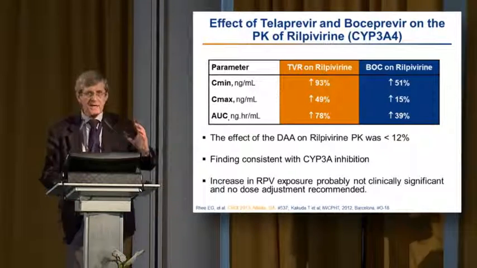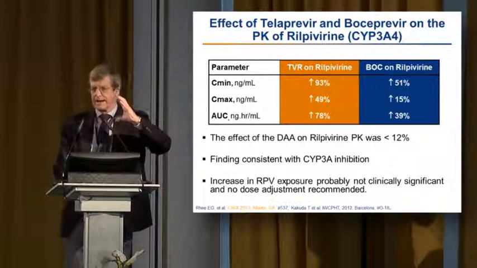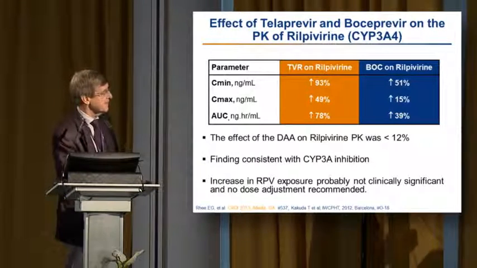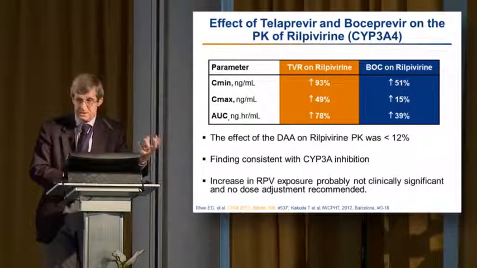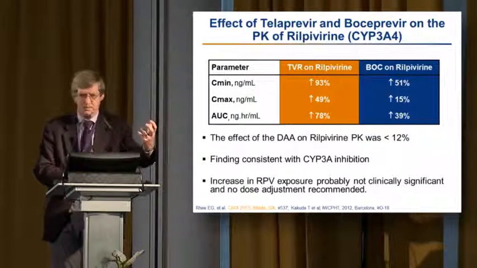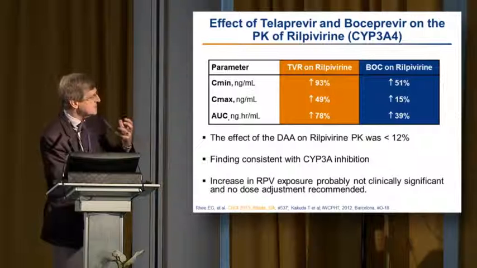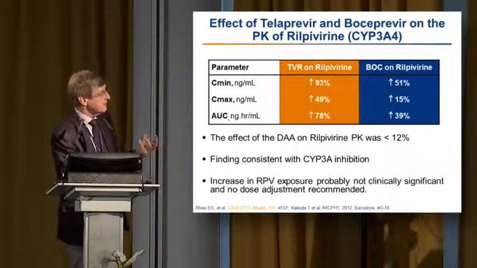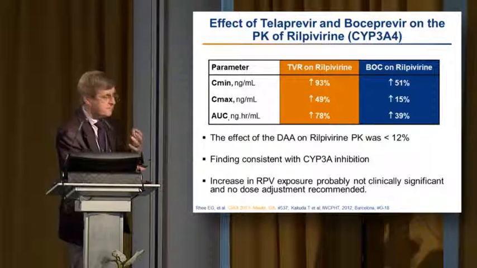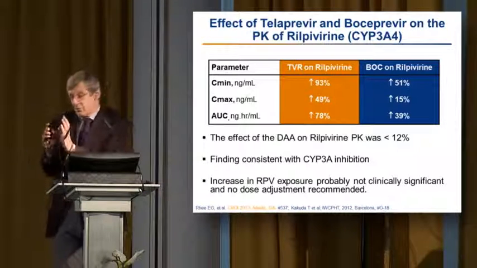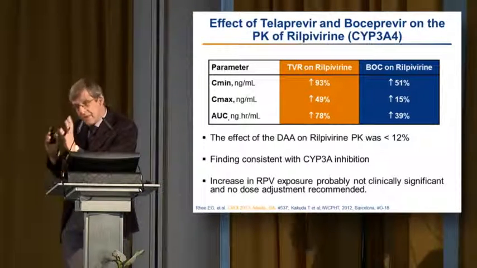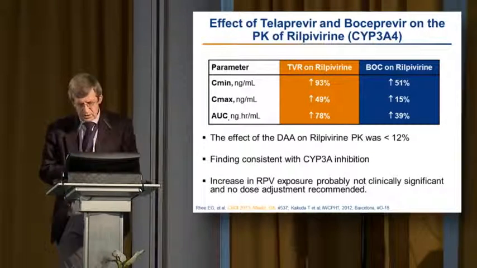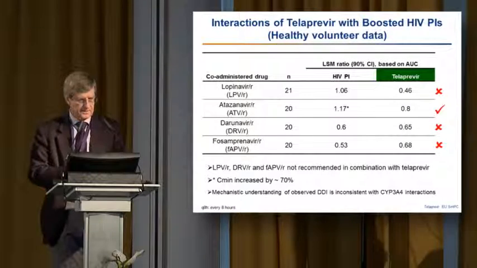This is rilpivirine, an HIV non-nucleoside reverse transcriptase inhibitor. It's a predictable interaction because it's metabolized by CYP3A, and what happens is that telaprevir increases rilpivirine, boceprevir increases rilpivirine, and that's what you would anticipate from that interaction. So you can manage an interaction where you know what is actually going to happen.